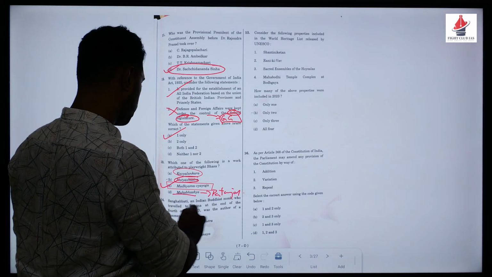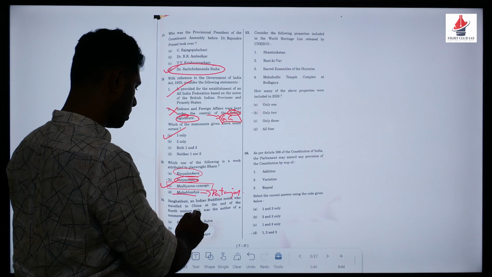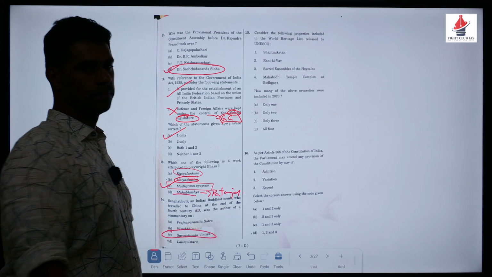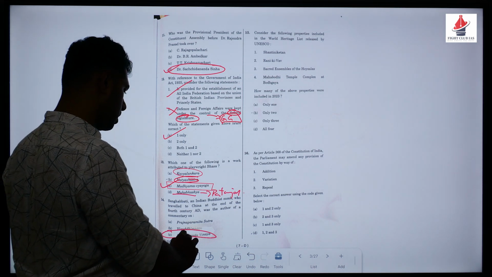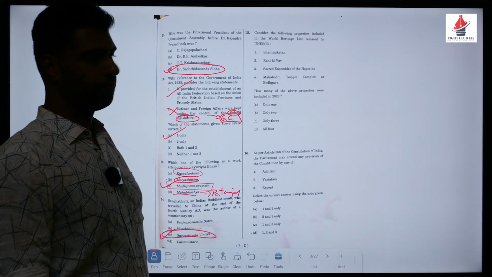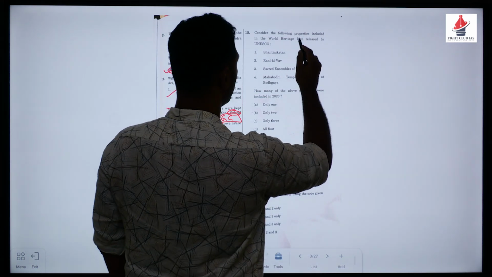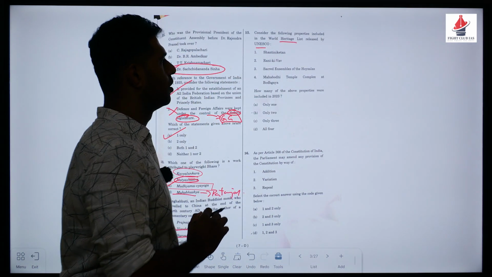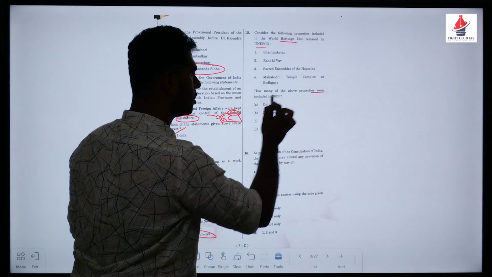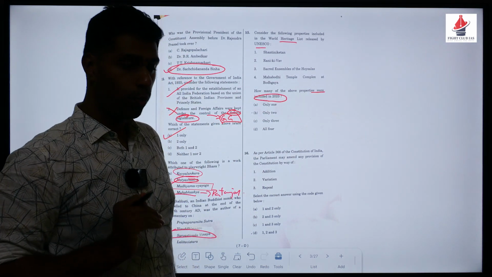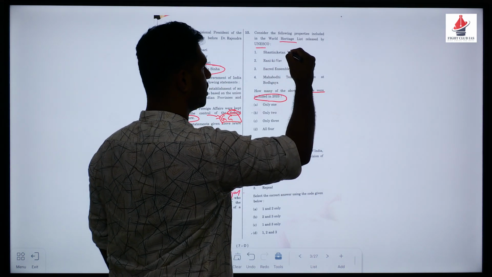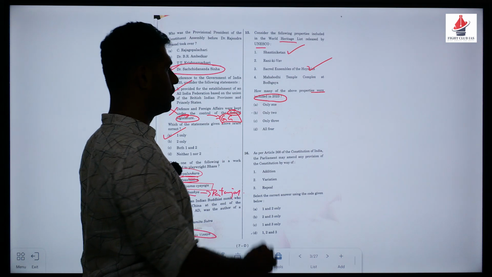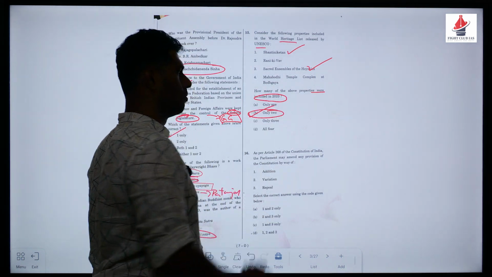Sanghabhuti, an Indian Buddhist monk who traveled to China at the end of the 4th century AD, was the author of the commentary on Saraswati Vada Vinaya. Right? It is C. Moving on, consider the following properties included in the World Heritage List released by UNESCO. They are asking which of the above properties were included in 2023. In 2023, Shantiniketan and Sacred Ensembles of the Hoysalas, both were included. So the answer is only 2.